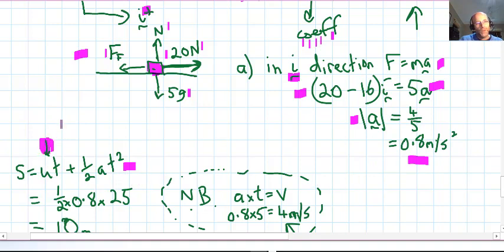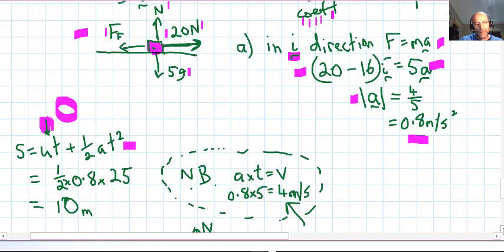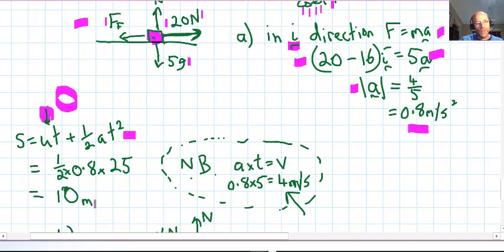So ut, u being 0, means u times t is 0, and we have a half at squared, which is a half times 0.8 times 5 squared, or 25, and that comes out as 10 meters. So that's the answer to part A. It will go 10 meters in 5 seconds.